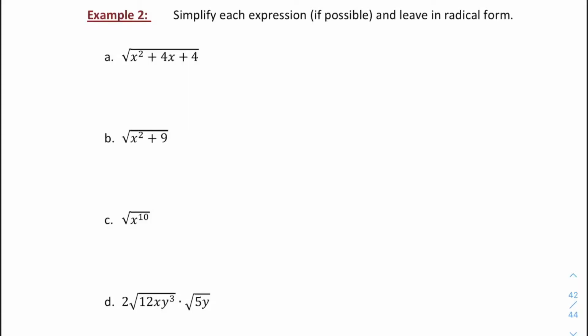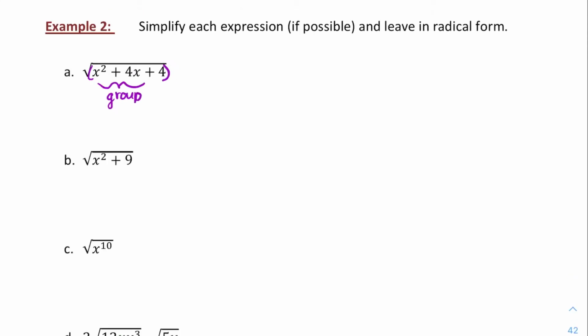Okay, let's simplify some radicals. So in order to be able to take the root of something, it has to be multiplied times itself, the same number of times that matches the index on your radical. You have a group inside this radical of three separate terms. It's not just the square root of your individual terms, it's the square root of the whole group. So you need to think about, if you factor that group, what can you turn it into? Well, you can turn it into two factors of x plus 2 being multiplied together.